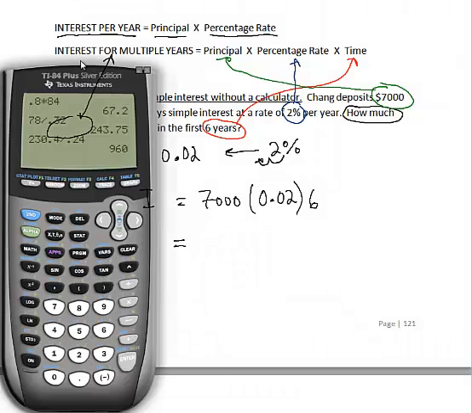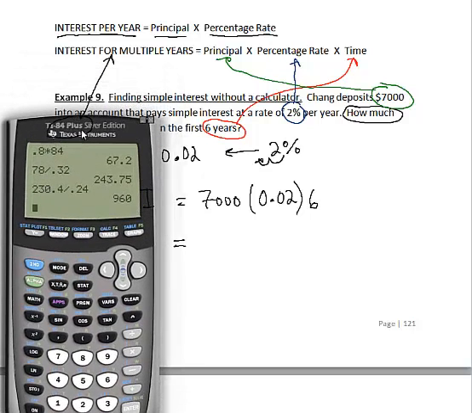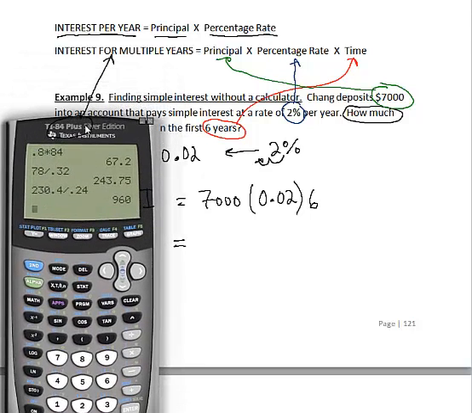At this point, we could pull up our calculator and type 7,000 times 0.02 times 6, enter, and we get $840.